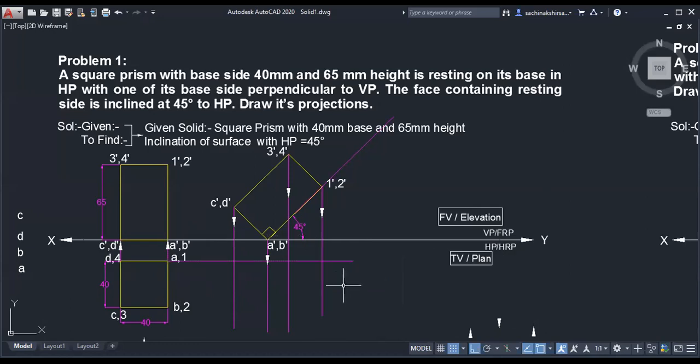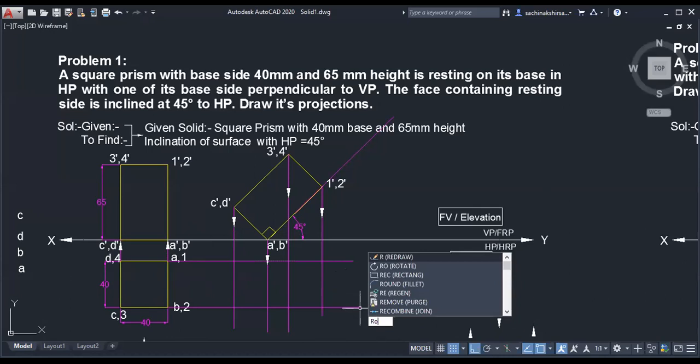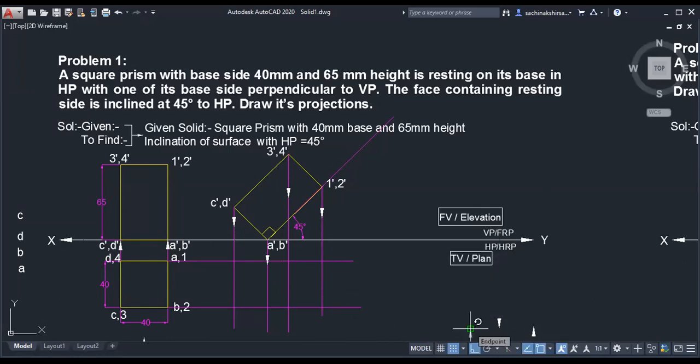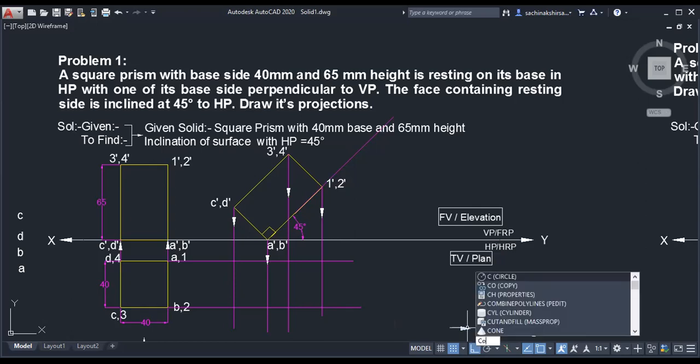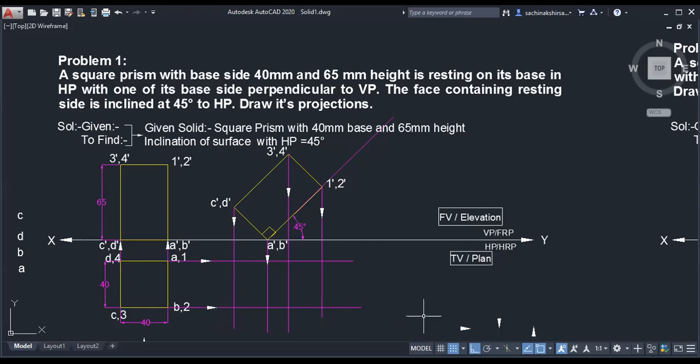Let us draw again a faint line. It should be a faint line. How many horizontal lines will come? 2. Only two lines will come. In this.